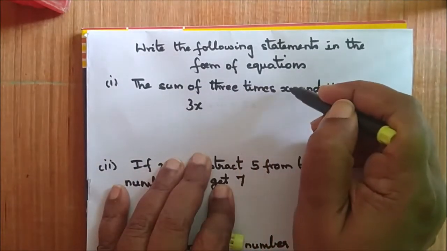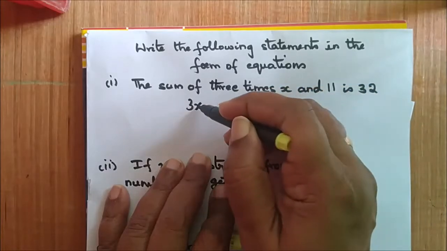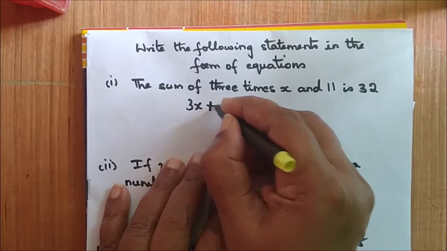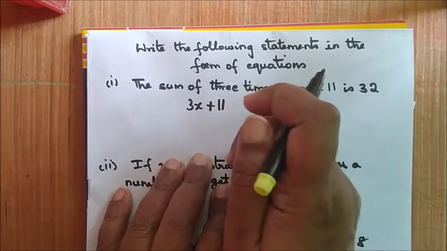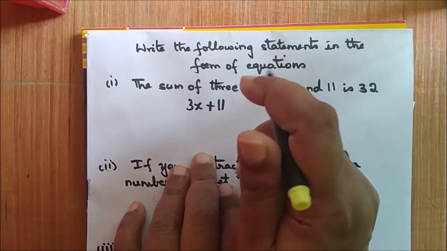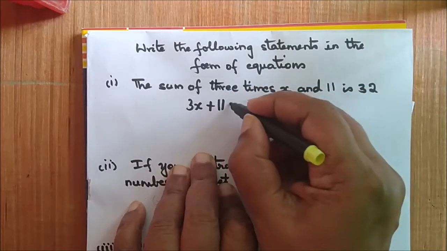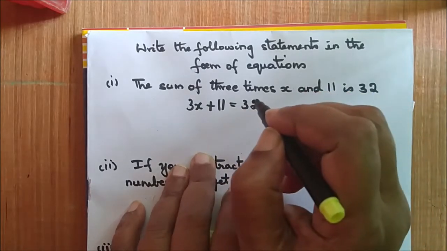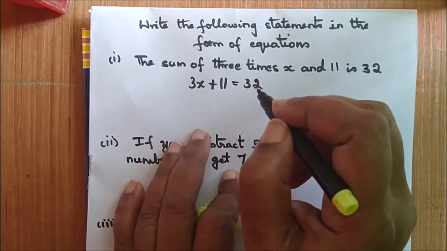The sum of 3 times x, and 3 times x means 3x. So the sum of 3x and 11 is 32. When you use the word sum, it means you have to make use of the plus symbol. Okay. So 3x plus 11 equals 32. I hope you understood this. Let us go to the next example.